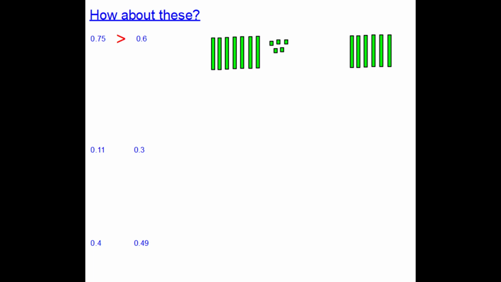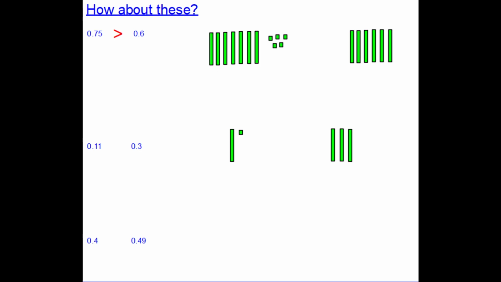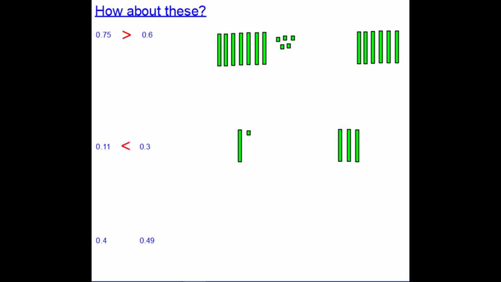Let's illustrate them first. So first, when I illustrate 0.11, I see I have 1/10, so I put down 1 rod, and I have 1/100, so I put 1 small square. For 0.3, what's important is to look at where that 3 is. It's in the tenths place. That means I need to put 3 rods. So when I look at these and I'm comparing them, I realize that 0.3 is actually larger. This means my statement should read 0.11 is less than 0.3.